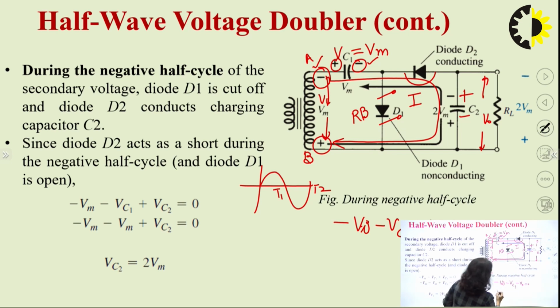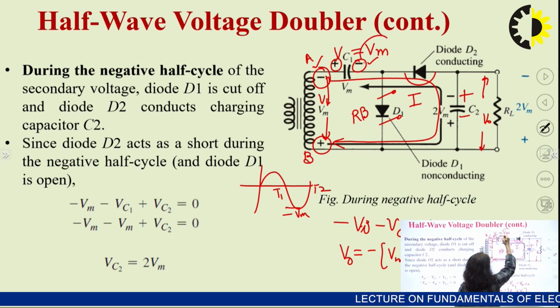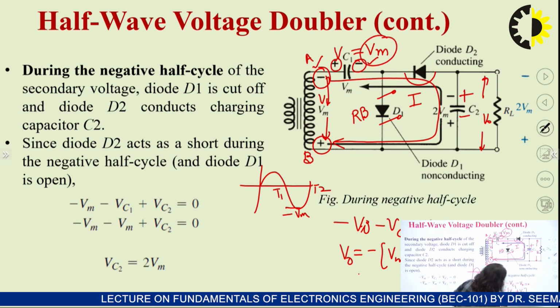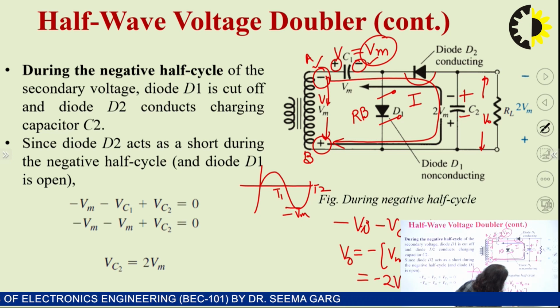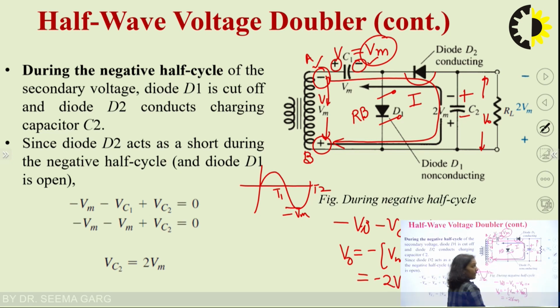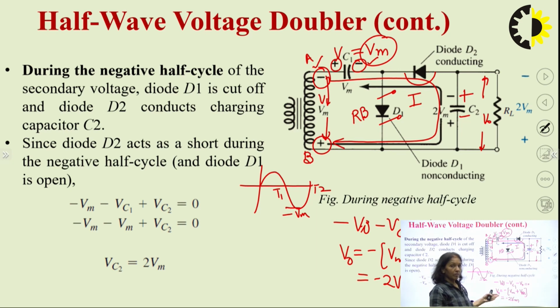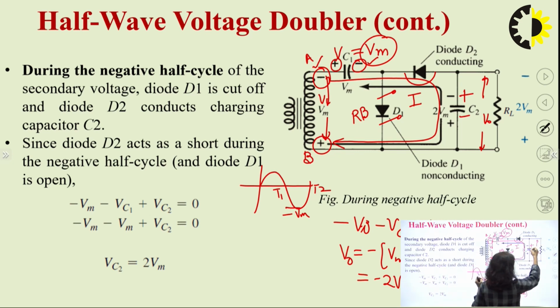The voltage which is appearing across this is V0. So, V0 comes out to be, Vi is nothing but Vm. So, V0 is equal to minus of Vm plus Vc. Vc is again equal to Vm. Here we can see, V0 will be equal to minus of twice Vm. So, what does this negative sign signify? That the direction of current should be reverse of what we have taken in the circuit.